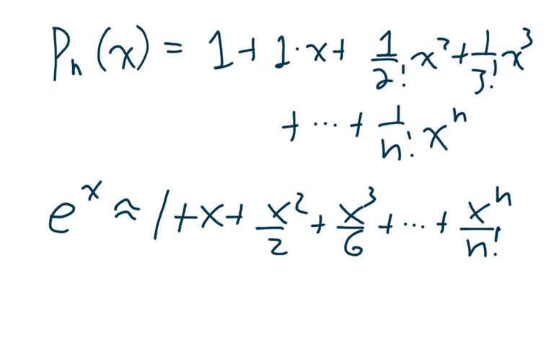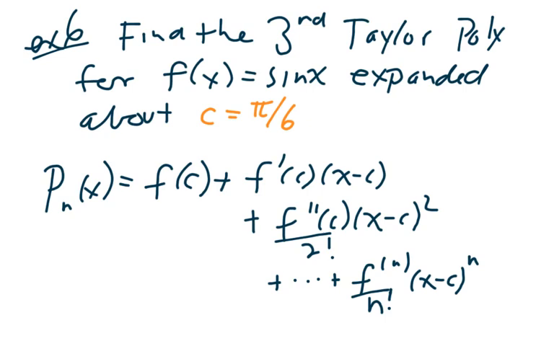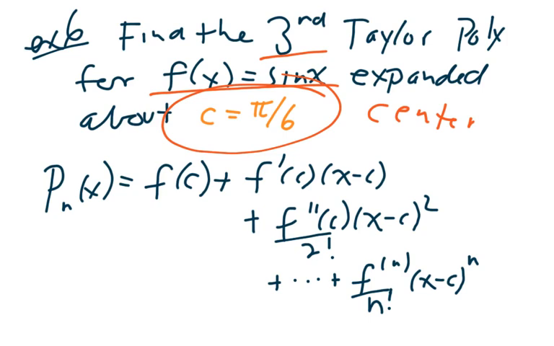That is a beautifully elegant, simple expression. Okay, let's move on and do another example. Jumping ahead to example 6, this asks us to find the third Taylor polynomial for f of x equals sine x expanded about c equals pi over 6. So that means centered at pi over 6.